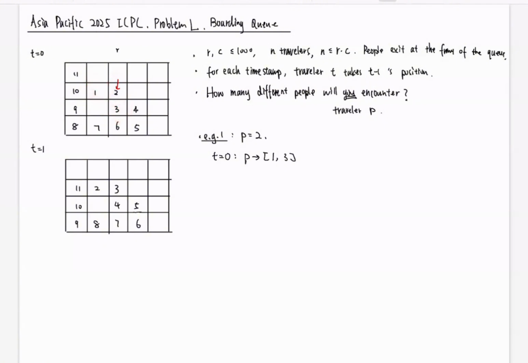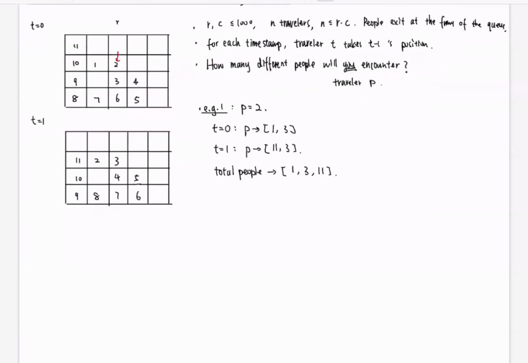At time 0, you will encounter traveler 1 and 3. And who will you encounter at timestamp 1? Traveler 11 and traveler 3. So what's the total number of different people? It's 1, 3, and 11. That's right. What is a naive approach to this problem?